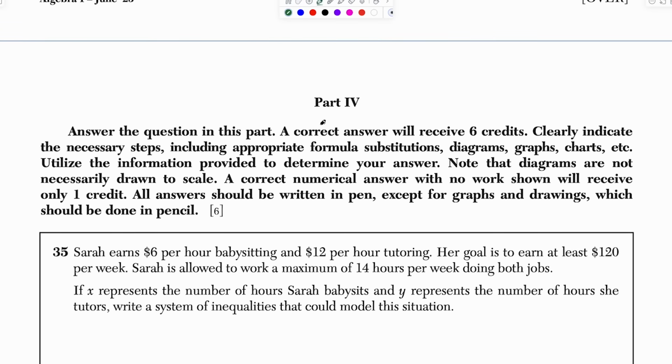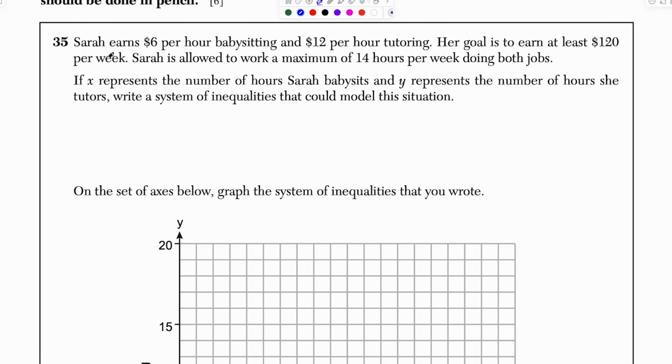So now we're moving on to part 4, the final boss. There's one question here, and the question is worth 6 credits. Question 35: Sarah earns $6 per hour babysitting and $12 per hour tutoring. Her goal is to earn at least $120 per week. Sarah is allowed to work a maximum of 14 hours per week doing both jobs. If X represents the number of hours Sarah babysits and Y represents the number of hours she tutors, write a system of inequalities that could model this situation.